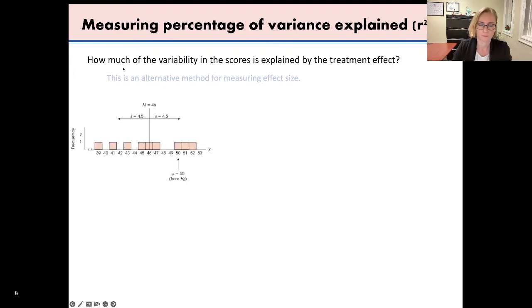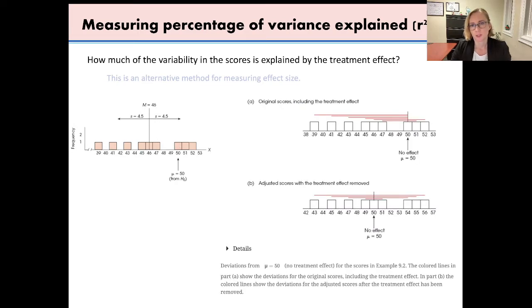So, for example, in a distribution like this, 50 would be your population mean. After our treatment, we get a mean of 46, so that's a 4-point difference. And just looking at how these numbers are spread out, you can see they're mostly centered around 46 and not centered around 50.